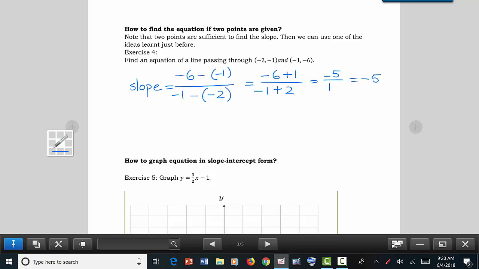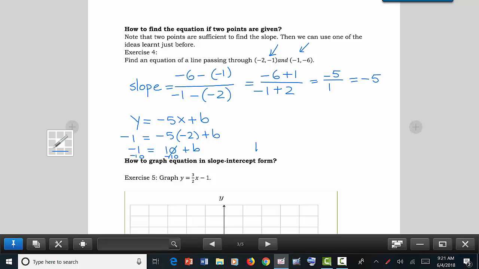Here I'm going to use the second idea we learned in the previous problem. You can use the formula also. y equals, slope is negative 5, x plus b. Now the question is, which point do we have to use? We can use either of the points. Don't use x from here and y from the other point. But if you stick with one point, you are fine. So let's use the first point, where y is negative 1. This equals negative 5 times x, which is negative 2, plus b. Negative 1 equals, this is positive 10 plus b. Subtract 10 from both sides.